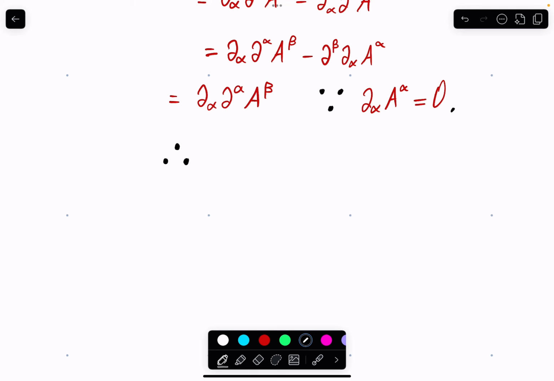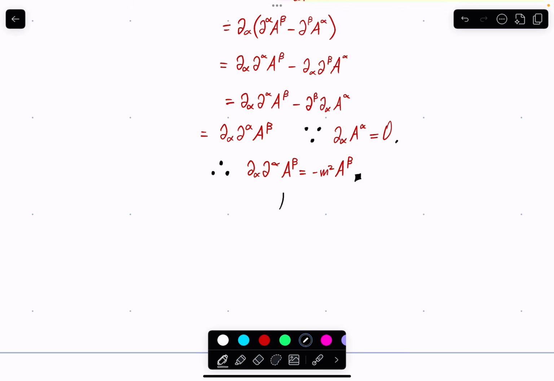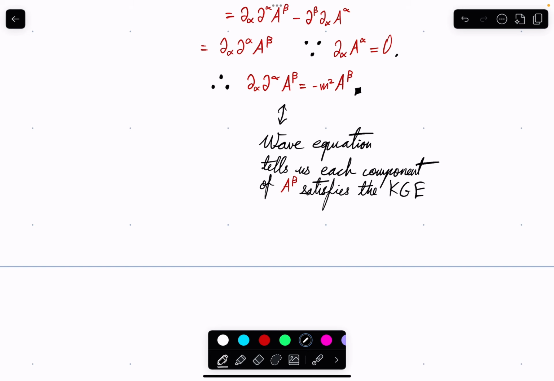Therefore, we have partial alpha partial alpha A beta equals minus m squared A beta. And this is the simplified version of the Proca equation. And this, of course, is a wave equation. And this tells us that each component of A beta satisfies the Klein-Gordon equation.